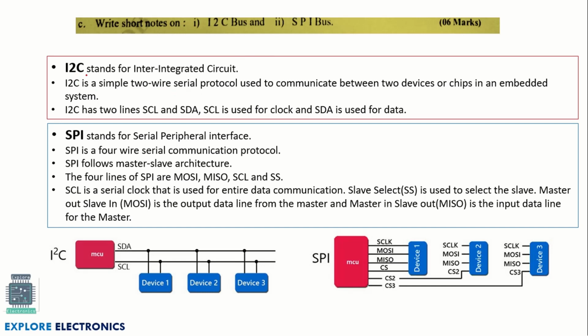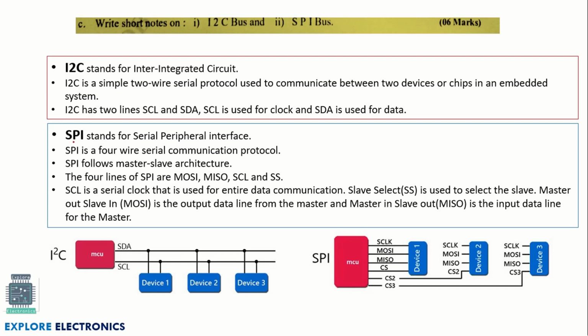So I2C stands for Inter-Integrated Circuit. This is a 2-wire serial protocol. It is used for communication between 2 devices or chips in an embedded system. If 2 chips are connected, or 2 devices in a chip, then to communicate between those two, I2C is going to be used. It is similar to the USB protocol or whatever other protocols we have seen.